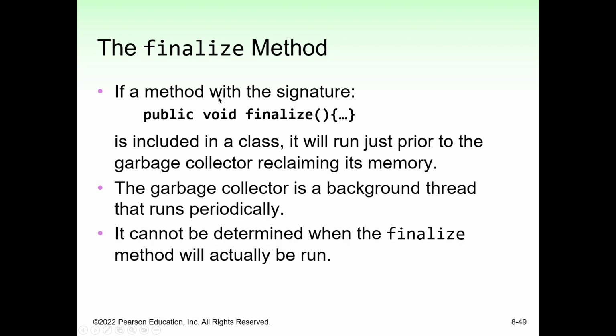Now, if there is a method with the signature finalize, as you see right here, if it's included in your class, it will run before your garbage collector reclaims its memory. The garbage collector is a background thread, which just means that it's a background process. You are not controlling it. Your computer controls it, and we cannot actually determine when this finalize method will be run.